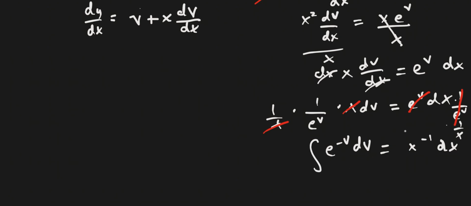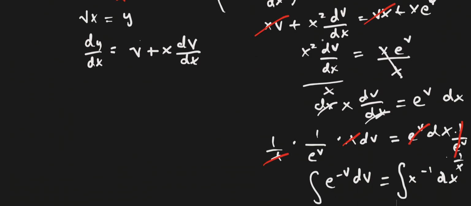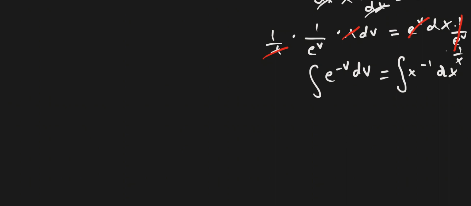Okay, integration time. So this is just going to be equal to negative e to the negative v is equal to natural log of the absolute value of x plus c1. Okay, cool. So that's what we're left with here.